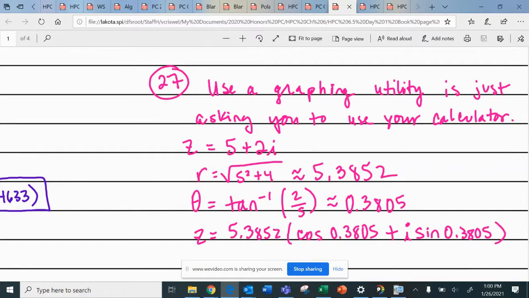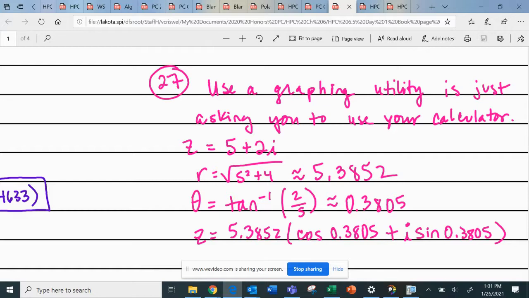there was a section where it said use a graphing utility. But I just said just use your graphing calculator. I'm going to show you a shortcut method now, using our graphing calculator, on how we could do this question. So it says using a graphing utility to rewrite 5 plus 2i in the trigonometric form. That's what the directions were asking.